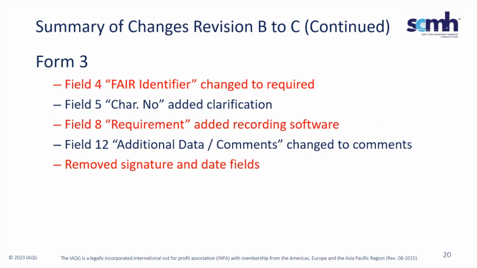On Form 3, the same change on Field 4 for FAIR identifier. Field 5 added clarification for traceability to balloon documents and reports. Field 8 is a requirement, added clarification for units and added wording for embedded software. And again, we removed the signature fields from Form 3.